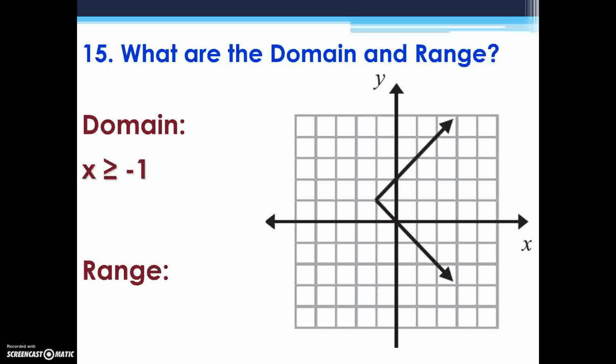Now for my range, however, I'm looking at the y values. Those arrows are pointing up and down still. As far as that goes, it's going to be every y value you can think of as part of this graph, both positive and negative. So again, you would have all reals there.